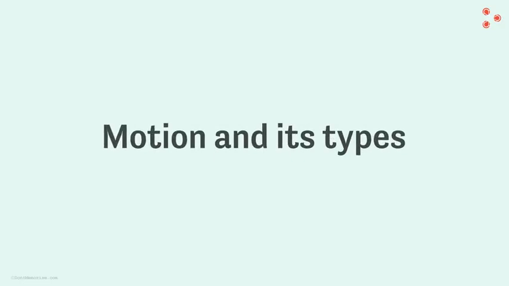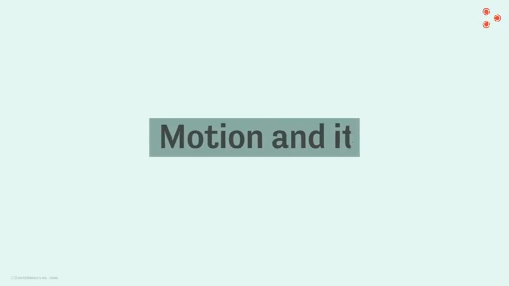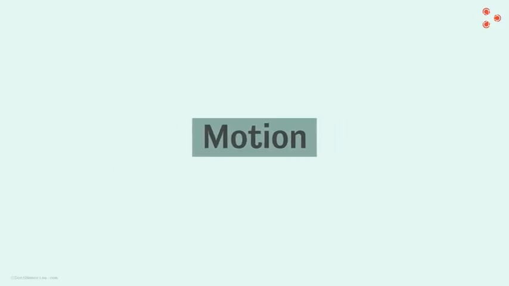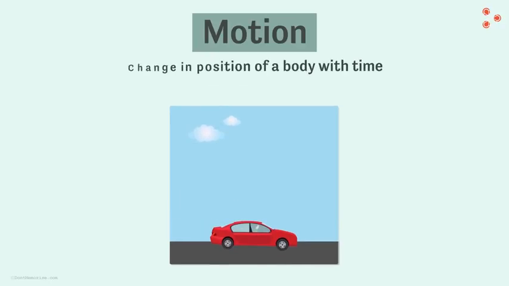In our earlier grades, we have studied motion and its types. Let's have a quick review. Let's start with motion. In simple words, if a body is moving, it's described as motion. That's all. In slightly more technical words, motion is defined as a change in the position of a body with time. Yes, change in the position with time.